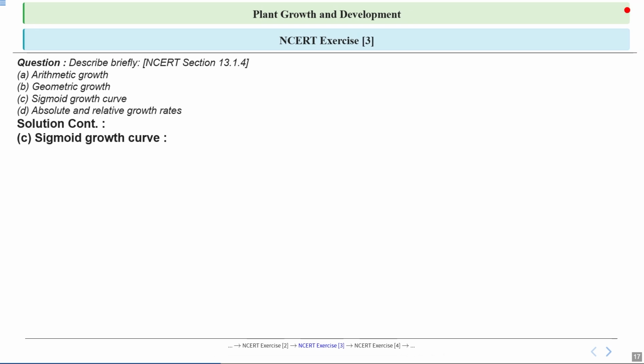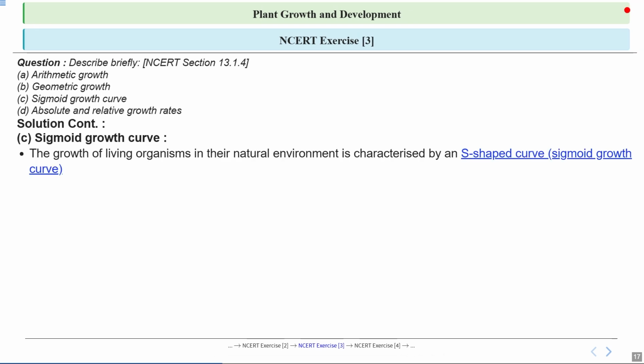So let's talk about the sigmoid growth curve. The sigmoid growth curve describes how living organisms like plants grow in their natural habitat. The S shape shows the growth starts slowly, speeds up, and then slows down again as the plant matures. So the growth of living organisms in their natural habitat is characterized by an S-shaped curve, which we commonly call the sigmoid growth curve.